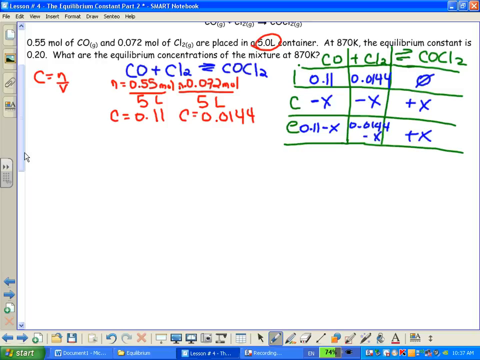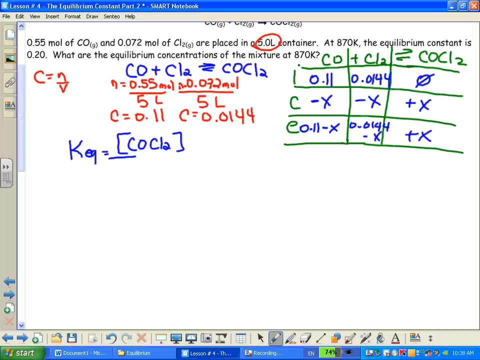So now we're going to set up, remember the equation we learned yesterday where we had to do products over reactants in order to solve for the equilibrium constant. So I'm going to say KEQ today. KEQ is equal to, remember, products over reactants. So let's plug our products in, because they're going to go on top. So we're going to have COCl2.